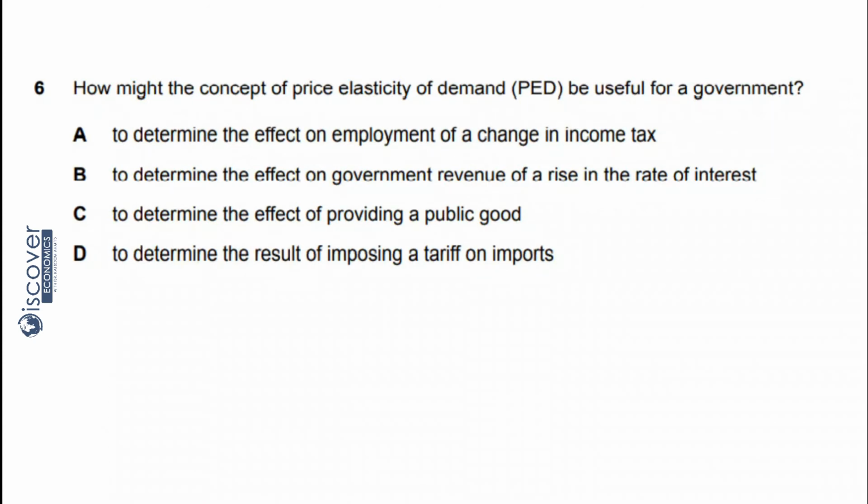C, to determine the effect of providing a public good. Now public goods are so many, like roads, bridges, public parks and hospitals, and could be any other thing. So this C is not going to be the answer. Now come to D, to determine the result of imposing a tariff on imports.